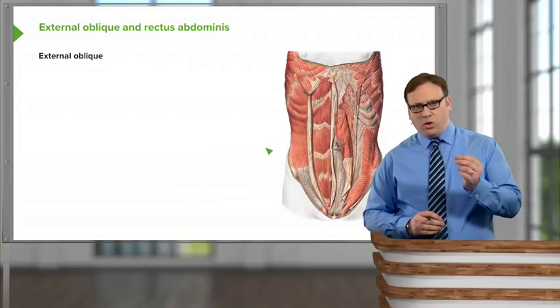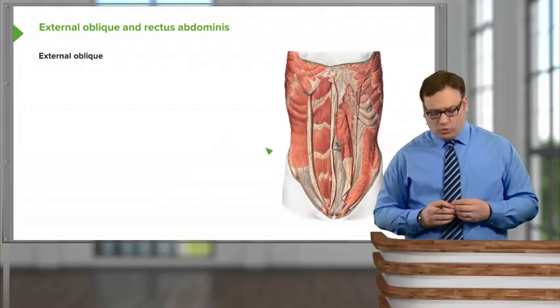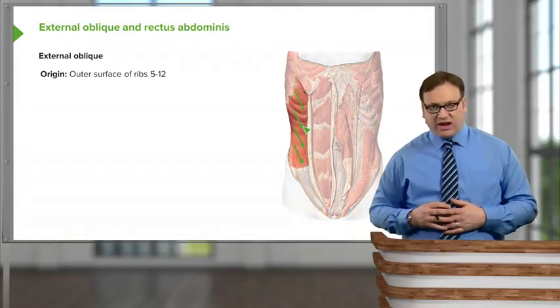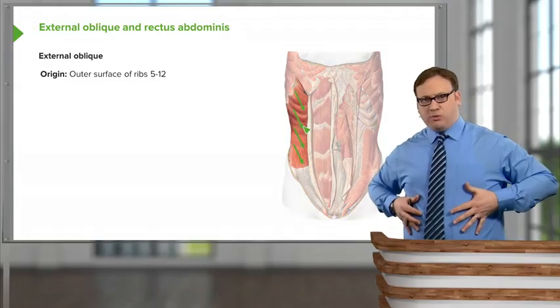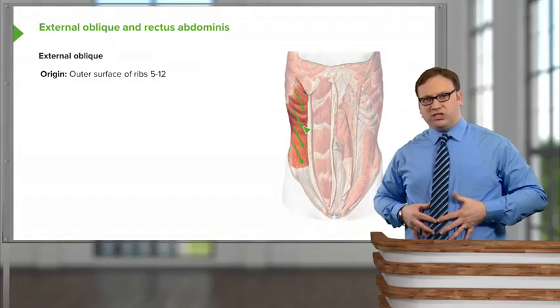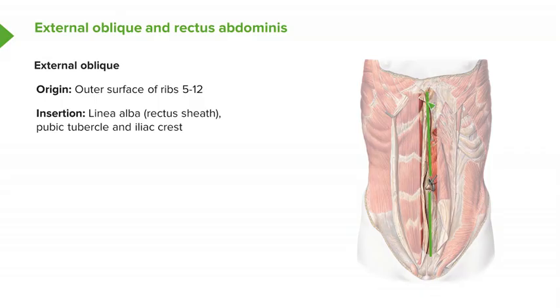External oblique is an important muscle, and its fibers run downwards and forwards. So we can see external oblique's fibers running in this direction, like you're putting your hands in your pocket like this, running downwards and forwards towards the midline. They originate from the surfaces of the ribs 5 to 12, which we can see here, which I've noted, and also they insert down into the linea alba, this midline.